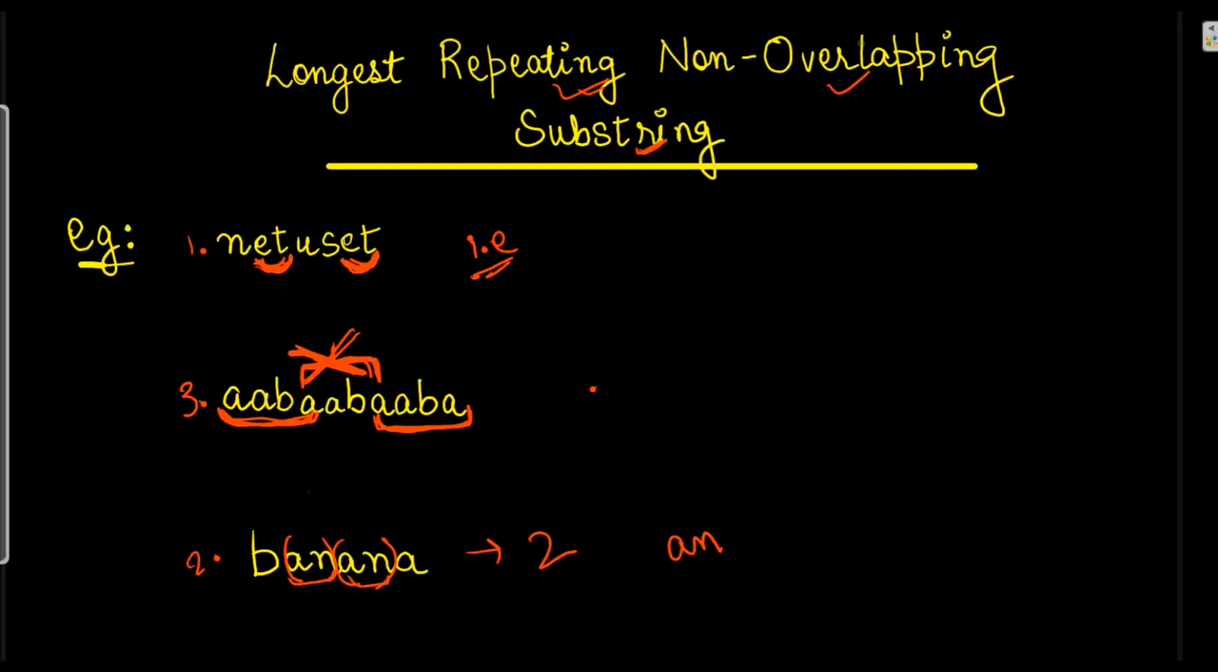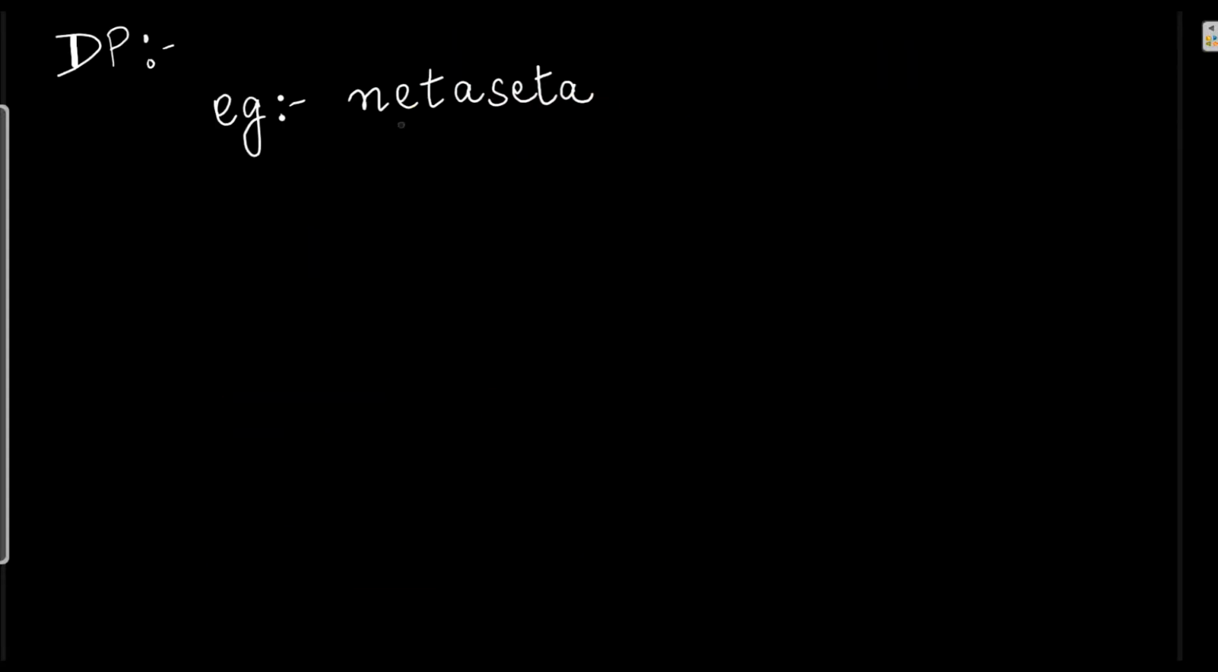So let's understand this with the help of dynamic programming. Here I have taken the example NETA SETA, where if you see closely, this ETA has been repeated 2 times. So it can be repeated either 2, 3 or 4 times. So let's imagine it has been repeated for 2 times. ETA and ETA.